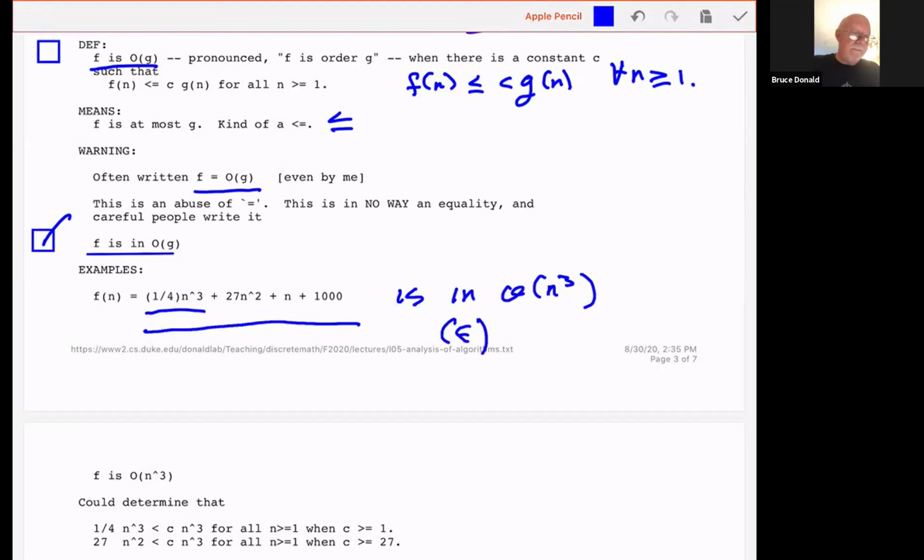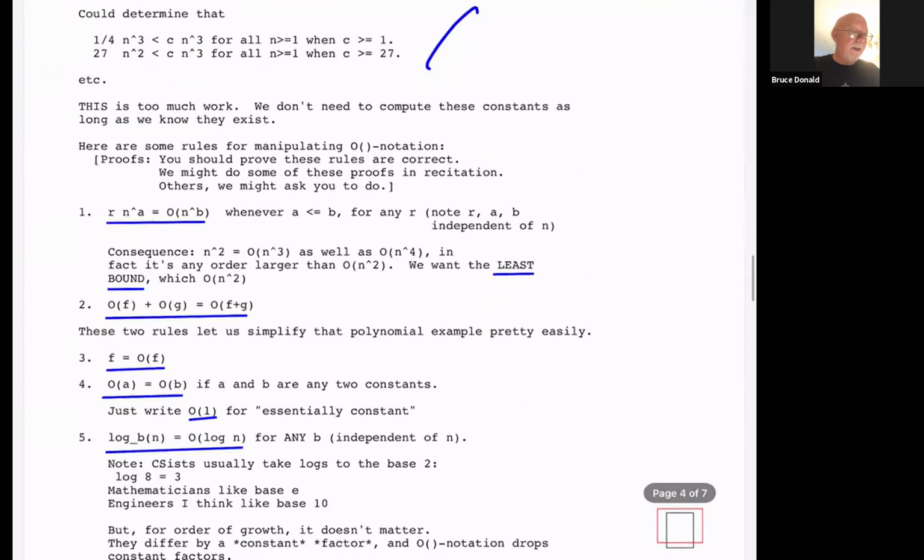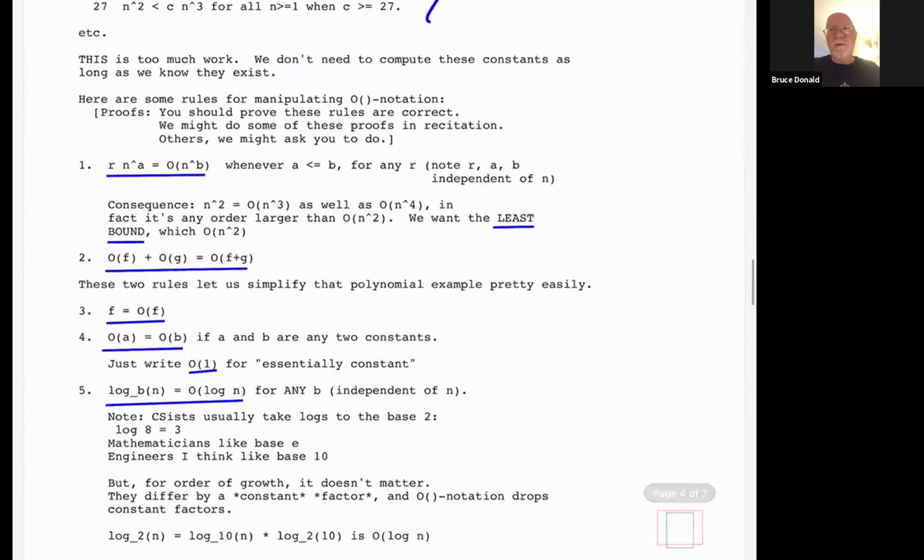How do we know that? Well, we want some rules that will simplify it so we don't have to make up these constants each time. You're always welcome to do the constants, it's just time consuming. So the first is like this. Suppose I have a function, r times n to the a.